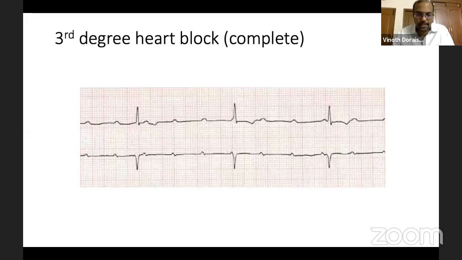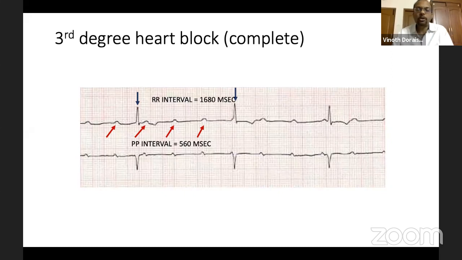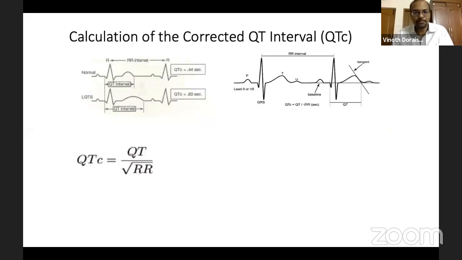Another example of complete heart block. So now we'll see, these are all the P waves. The PP interval is 560 milliseconds, and these are the QRS complexes. The RR interval is 1680 milliseconds. So we know that the PP interval is faster than the RR interval, with absolutely no association between the P and the QRS complex. So this is also a complete heart block.